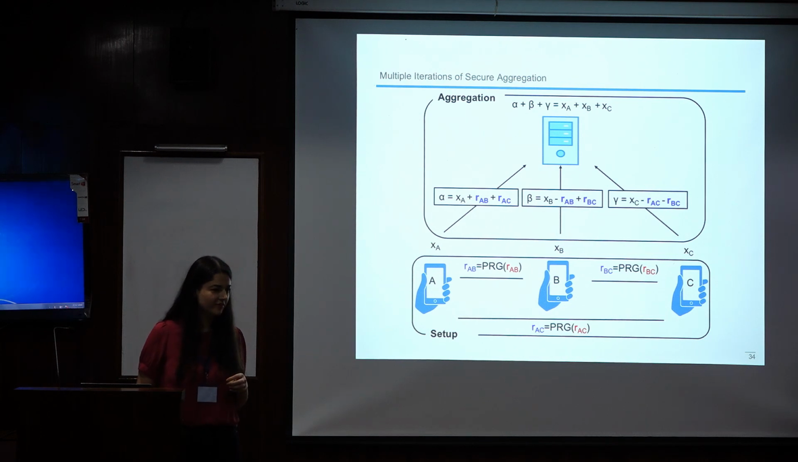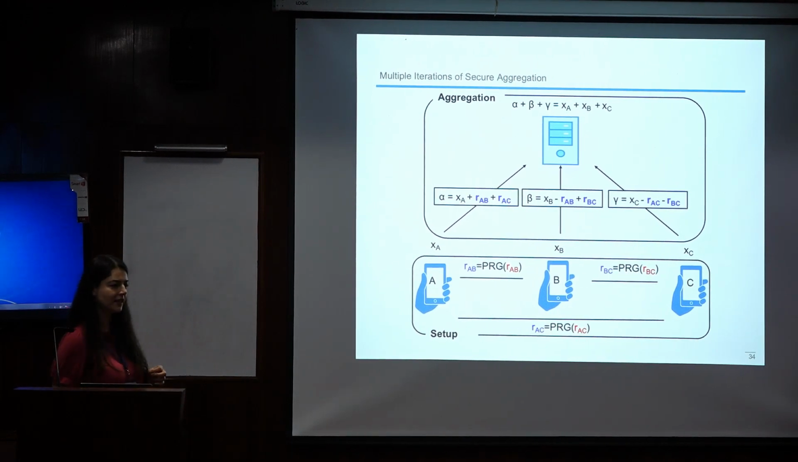Here also, two people could collude with the server. You can still learn the third person's input. Exactly, right? Even this protocol, you can completely learn the input of the other party. So this protocol is even susceptible to this attack. Yeah, exactly.